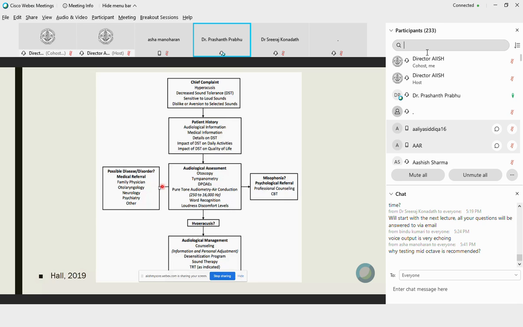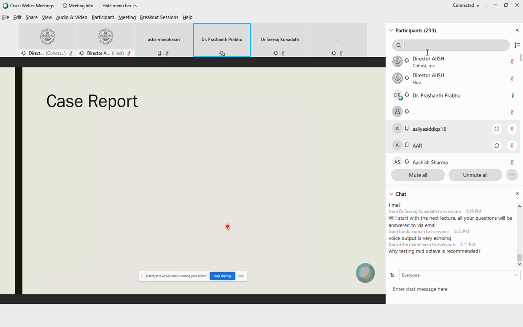So based on this, an appropriate referral should be given to differentially diagnose. If it is misophonia, then psychological referral is a must, and along with that, cognitive behavioral therapy is needed. For hyperacusis, we have audiological management in terms of different options such as sound therapy, TRT, counseling, but nowadays even CBT can be done by audiologists who are working with individuals with hyperacusis. So this is an overview of how we should approach a patient with hyperacusis.